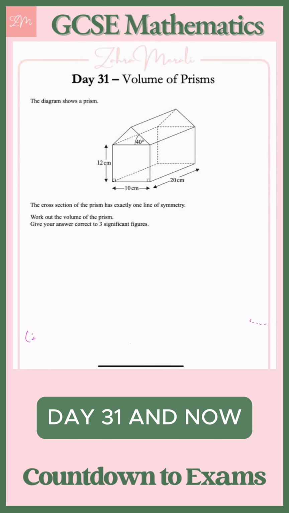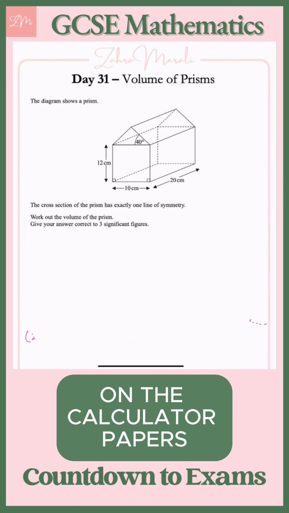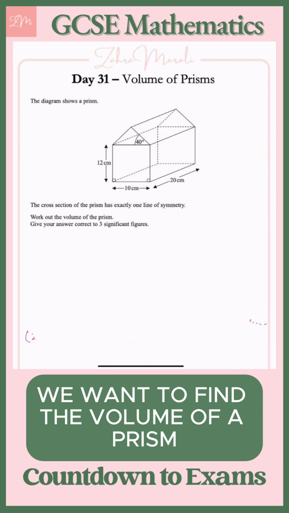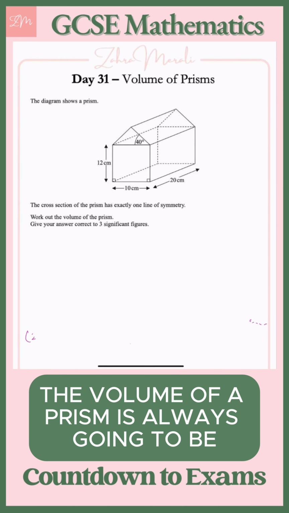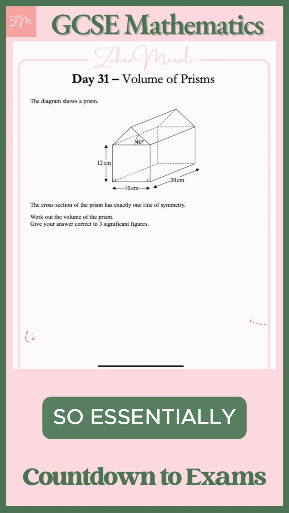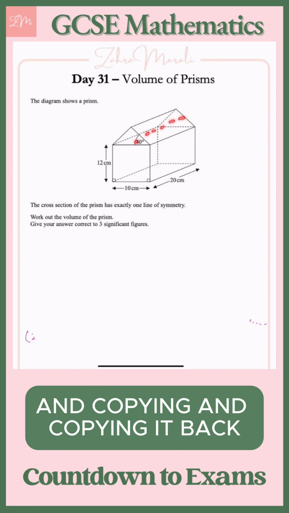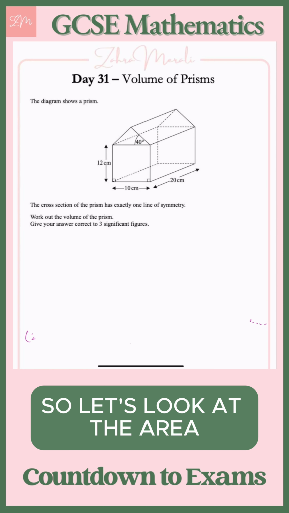Day 31, and now we're starting to look at some of the higher questions on the calculator papers. We want to find the volume of a prism. The volume of a prism is always going to be your cross-section, meaning the flat bit, so essentially the area of this multiplied by how far it goes back, because you're copying it and copying and copying it back. So let's look at the area.